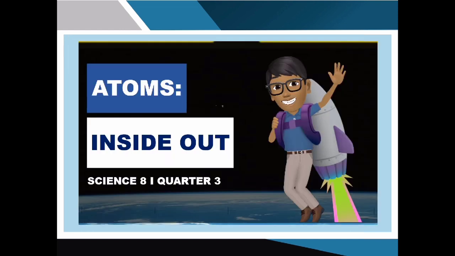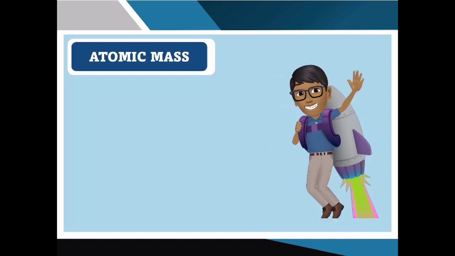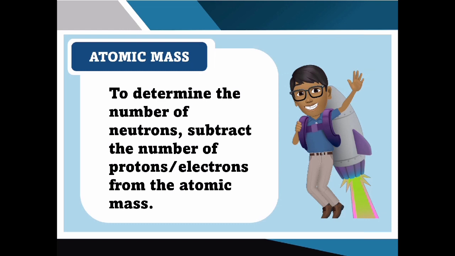What if the number of protons or electrons and the atomic mass is known instead? How can we determine the number of neutrons of an atom? To determine the number of neutrons, subtract the number of protons or electrons from the atomic mass of a given atom.